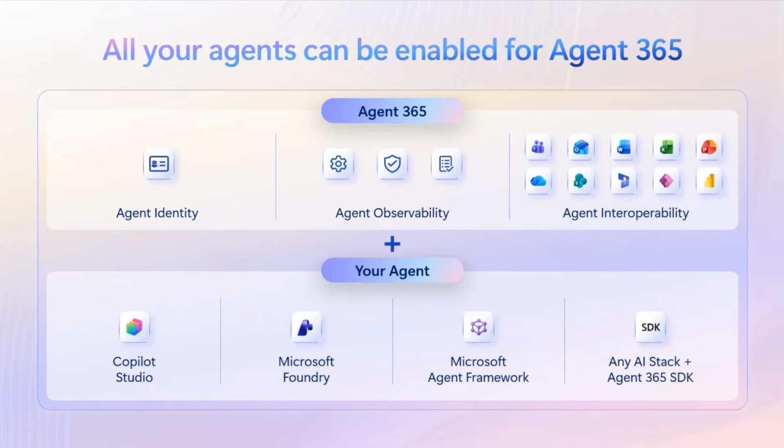Agents that are in Copilot Studio and Foundry, they come as Agent 365 out of the box. And even if you have built an agent outside the Microsoft platform, those can also be made Agent 365 using our Agent 365 SDK, which is the one I'll be showing a demo of, like how you can bring an external agent also into this ecosystem.